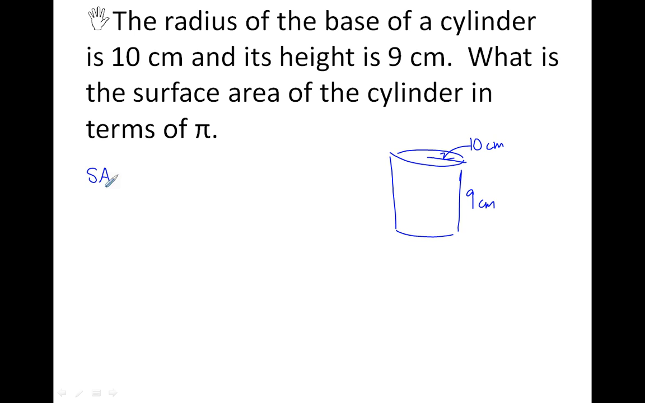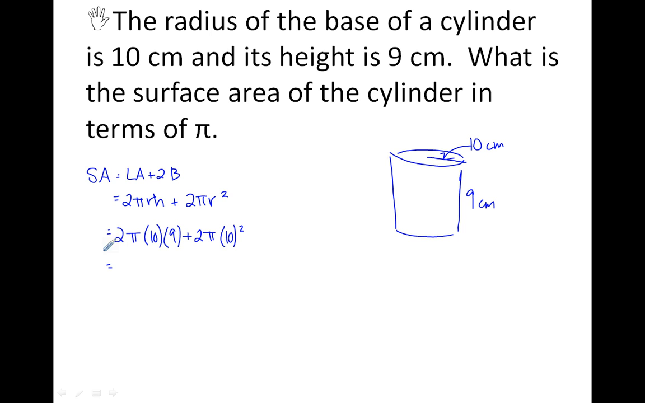So surface area equals lateral area plus 2 times the bases. Lateral area is the circumference, or the perimeter, times the height. And the bases are circles, so we have pi r squared. So we have 2 times pi times a radius of 10 times the height of 9 plus 2 times pi times the radius of 10 squared.